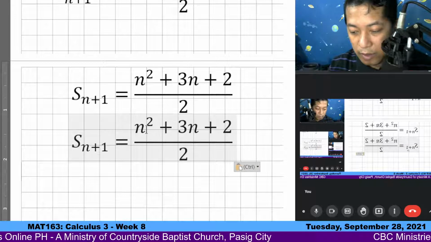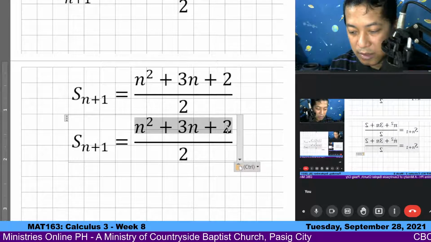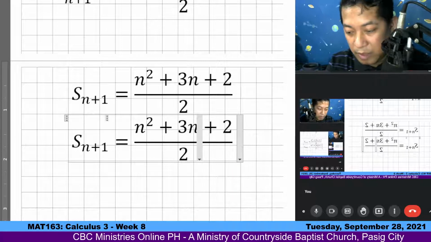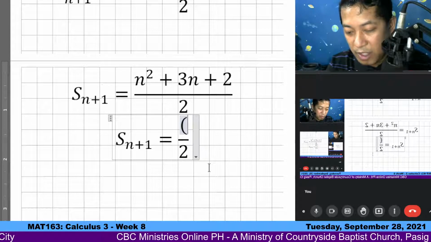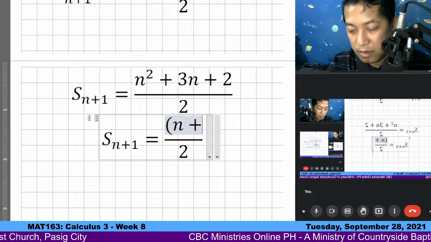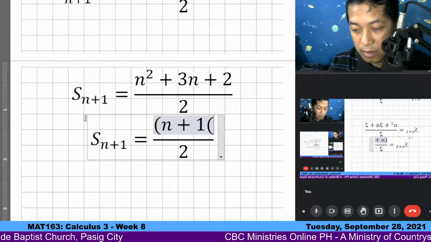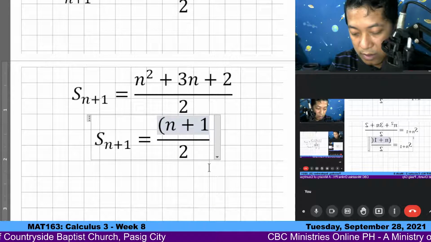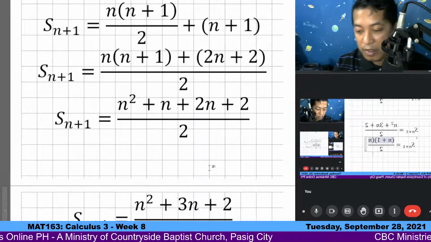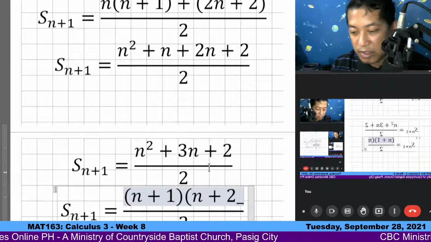So what will be the factors here, guys? If you're listening, Algie is still there. So obviously, the factors here would be n plus 1 times n plus 2. Okay, so which is in fact the next phrase, no?